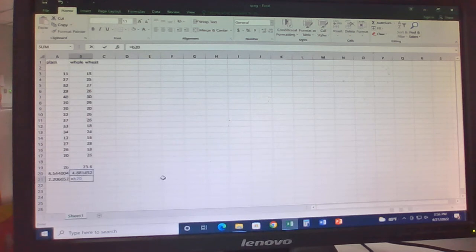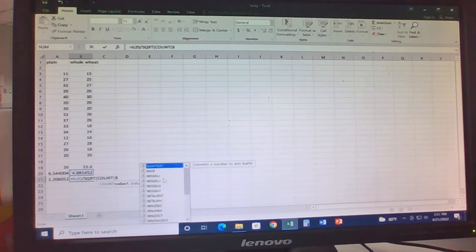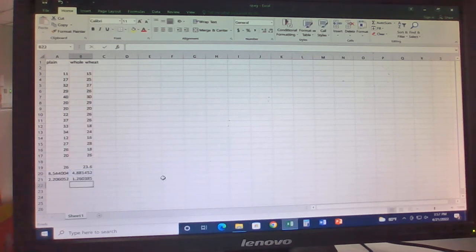And so just to show you again, I'm doing B20. That's where my standard deviation information is. Slash SQRT, open parentheses, count, open parentheses, B3, B17, close parentheses. And so you can see I have almost half, not quite half, the standard error on this one than I have on that one. So 1.26. So 2.52 would be my plus 2, minus 2 standard error of the mean. So I would add 2.52 and subtract 2.52 in order to get the top and bottom of those error bars.